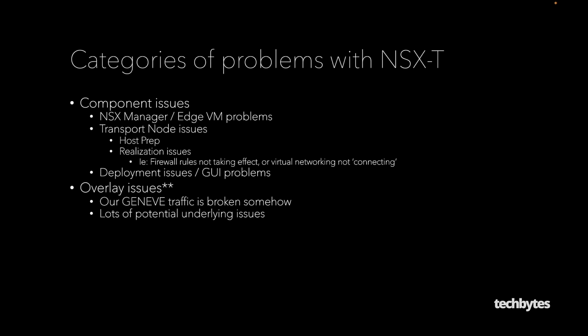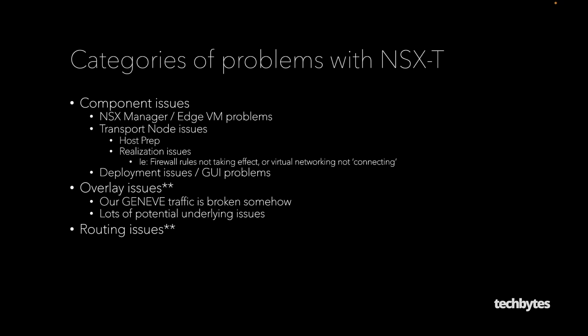Now, the challenge with overlay issues is there can be so many underlying issues. It could be a physical network issue, it could be misconfiguration in vSphere, could be misconfiguration in NSX. There's a whole variety of things that could be going on. So that is kind of tricky, and that's why we're going to spend a lot of time on that.